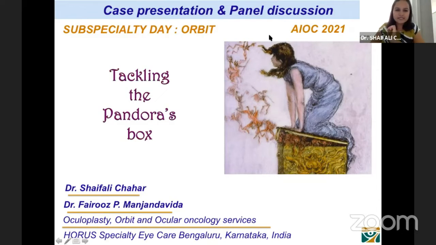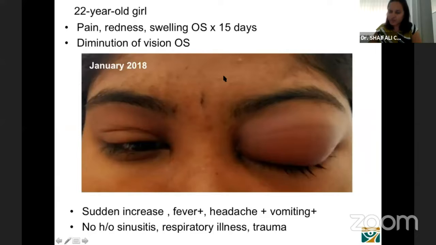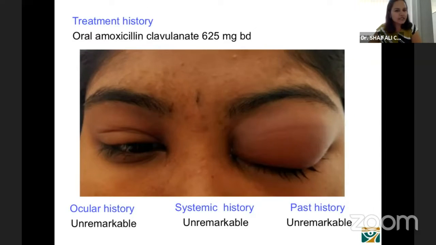In the next few minutes, I'll be taking you through a very interesting case, in fact, with a very long history, of this 22-year-old student who presented to us with acute onset pain, redness, swelling in her left eye, associated with acute diminution of vision. No other significant past history was noted for her, and her primary physician had already started her on oral antibiotics.